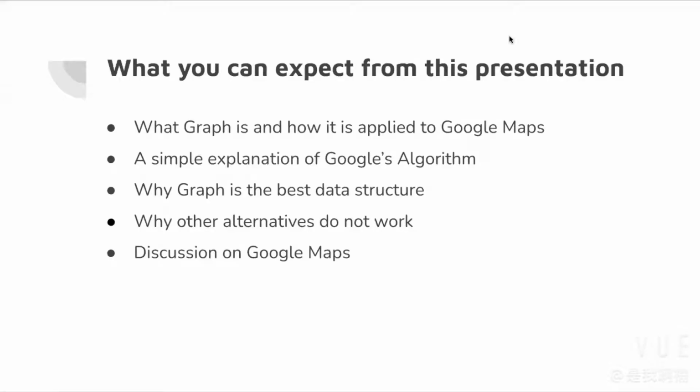So in this presentation, we're going to talk about what a graph is and how it's applied to Google Maps. We're also going to give a simple explanation of Dijkstra's algorithm. And we're going to talk about why graph is the best data structure for Google Maps and why others are not. And in the end, we're also going to give a discussion part about Google Maps.